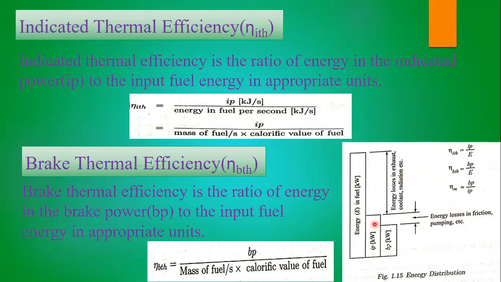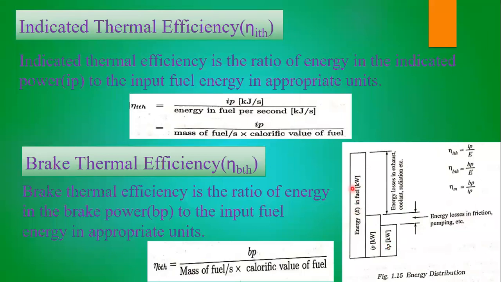Okay, and within the indicated power there will be some frictional losses and pumping losses. I already said a lot of frictional losses, pumping losses, rubbing, friction losses, all those. Because of those, and also to run several auxiliaries, some of the power is going to be used. And finally we have the brake power, and this brake power is the main useful work to run the crankshaft. Ultimately it is the only power which is available for us to run the engine.